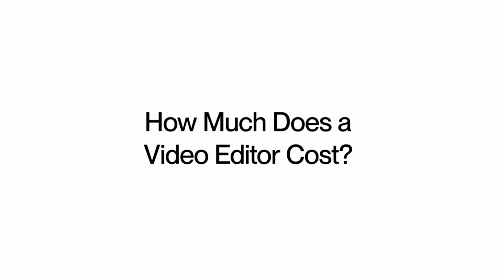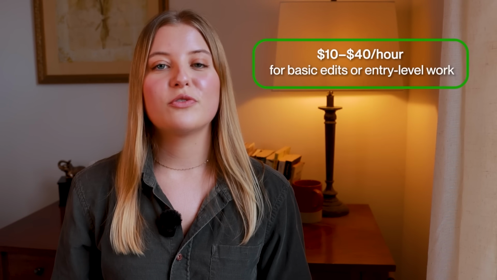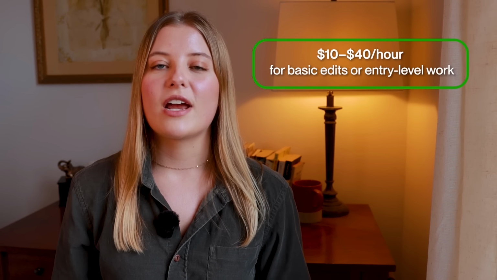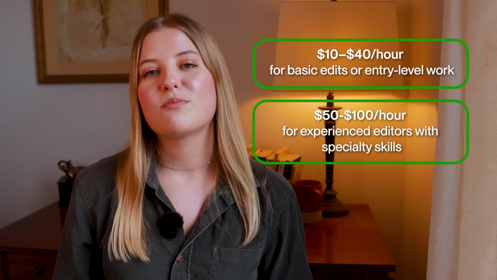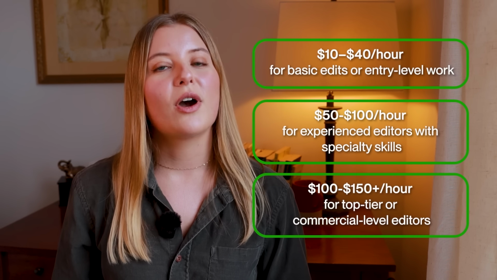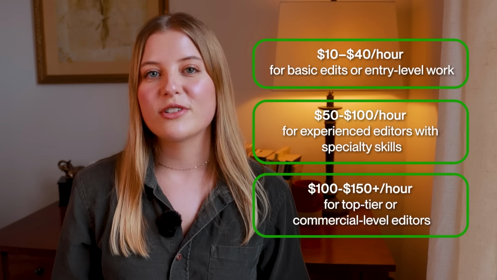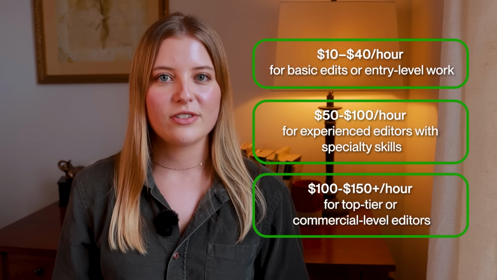So how much does a video editor typically cost? Well, rates vary widely depending on experience and specialization. Typical ranges look like this: $10 to $40 per hour for basic edits or entry-level work, $50 to $100 per hour for experienced editors with specialty skills, and $100 to $150 or more per hour for top-tier or commercial-level editors. Keep in mind, pricing ultimately depends on project scope, turnaround time, and the level of creative involvement required.